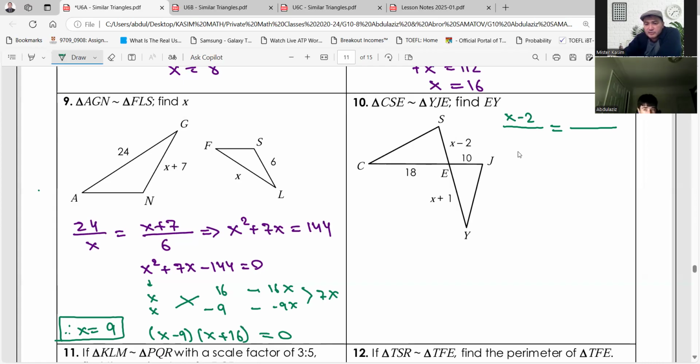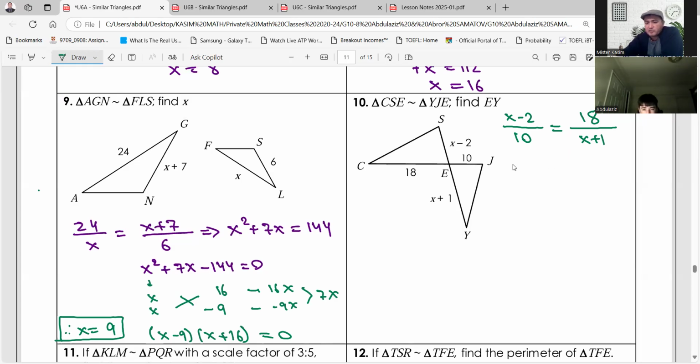Yeah. JE, that is 10. And next one is CE, it is 18. CE corresponds to YE, right? Yeah. YE is x plus 1. First, did you write your proportion like this? And now we cross multiply. Again, be careful with the corresponding sides of the proportion. You should be careful with this, okay? Angles and the corresponding sides.